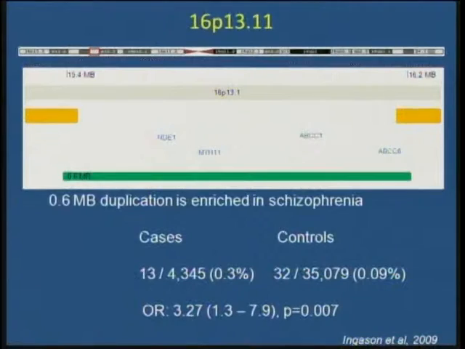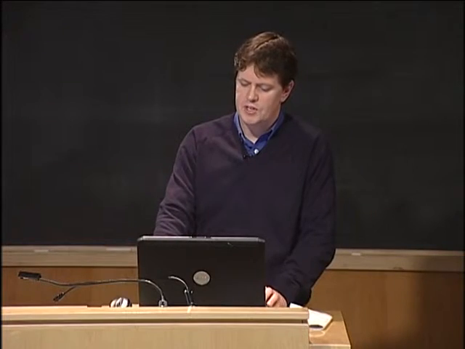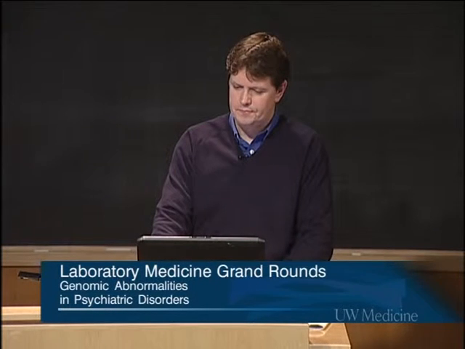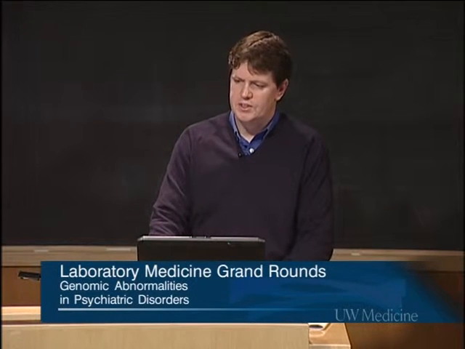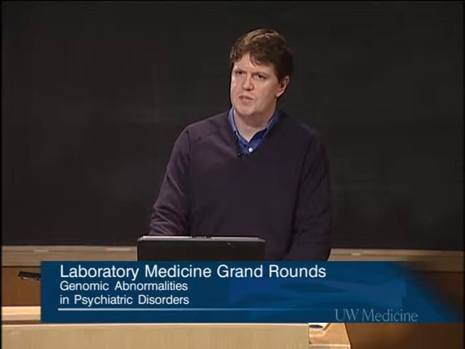And then the final recurrent CNV is on chromosome 16p13.1. It's also a duplication and is only about a 3-fold increased risk for cases. One of the candidate genes in this region is NDE1, which is involved in brain development, neuronal proliferation, migration, and synapse formation. It's particularly interesting because it actually interacts with DISC1 from the translocation family. So there are 6 CNVs mediated by segmental duplications that are recurrent and seem to be associated with schizophrenia and other neurological phenotypes.